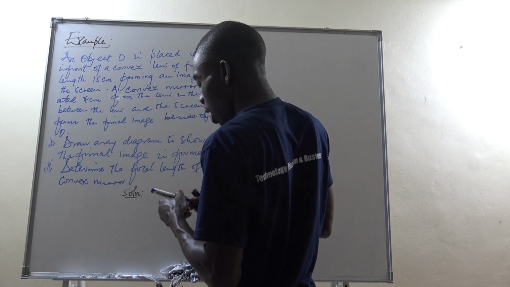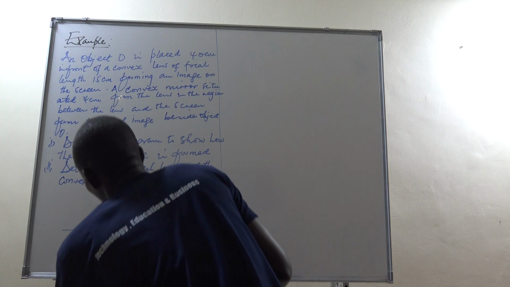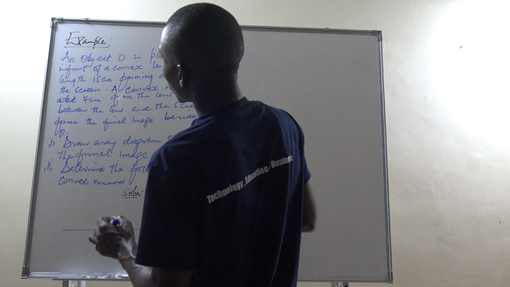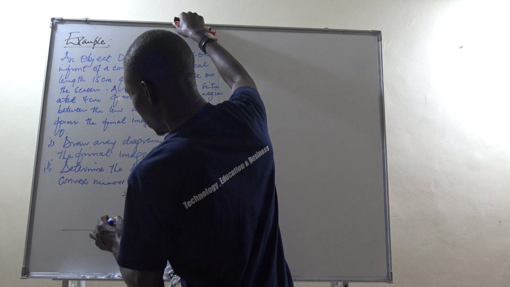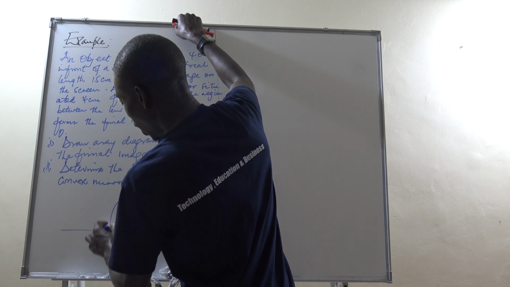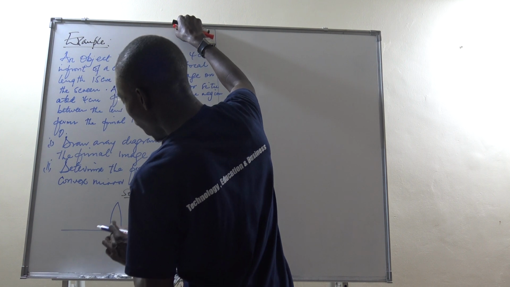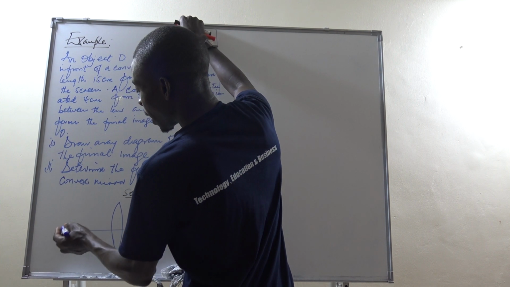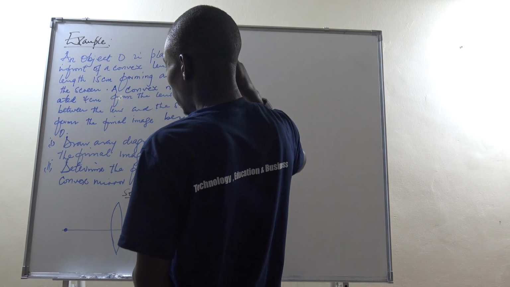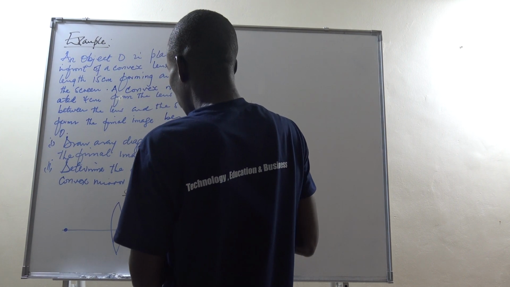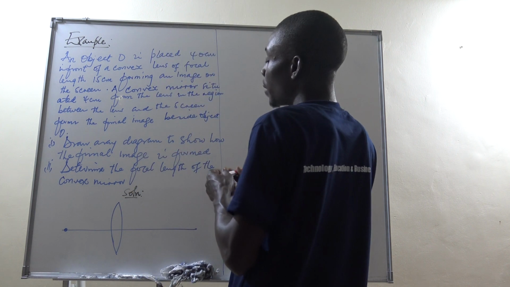We can now draw our ray diagram. They are saying that an object O is placed 40 centimeters in front of a convex lens. Number one is to first draw our convex lens, I would say this is our convex lens, and now they are saying that the object is here. Okay? Our object is there, and it is located 40 centimeters.